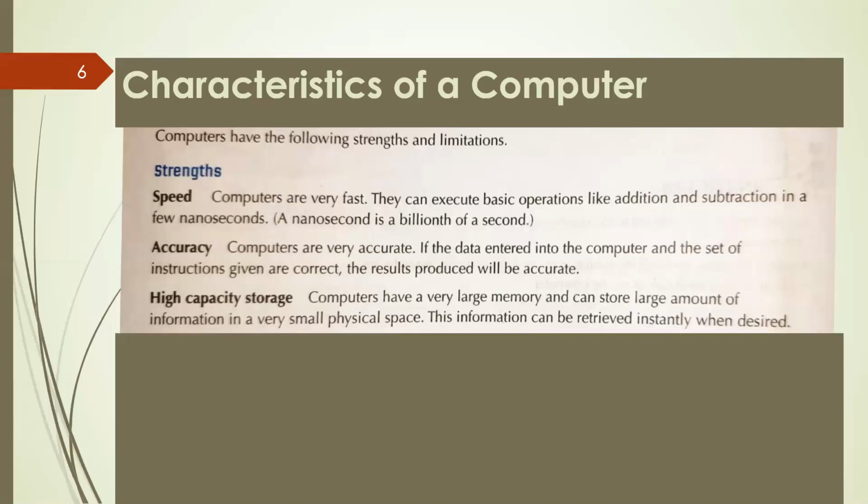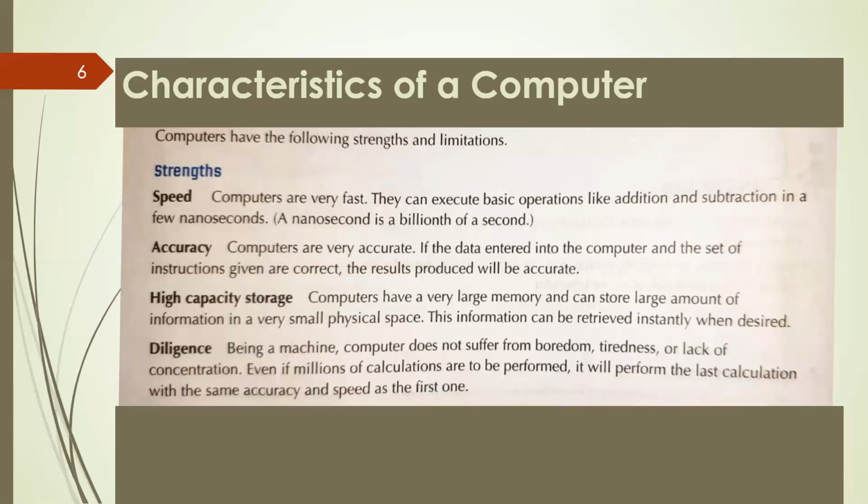Okay, so the third is high capacity storage. And the next is diligence. What is diligence here? Being a machine, the computer does not suffer from boredom, tiredness, or lack of concentration. Even if millions of calculations are to be performed, it will perform the last calculation with the same accuracy and speed as the first one. The fourth characteristic is diligence. Even though it is a machine, it does not suffer from boredom.